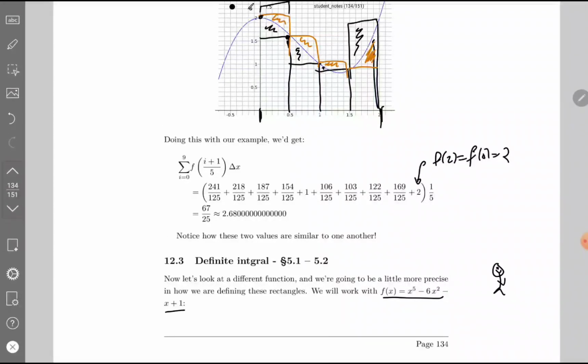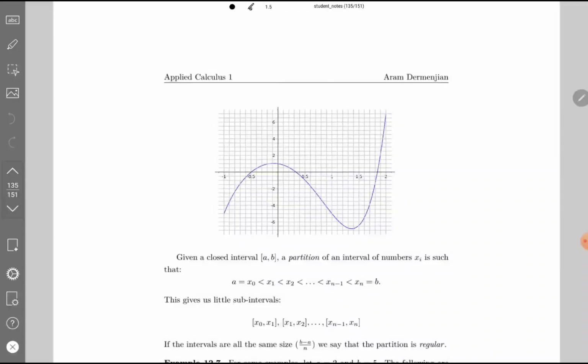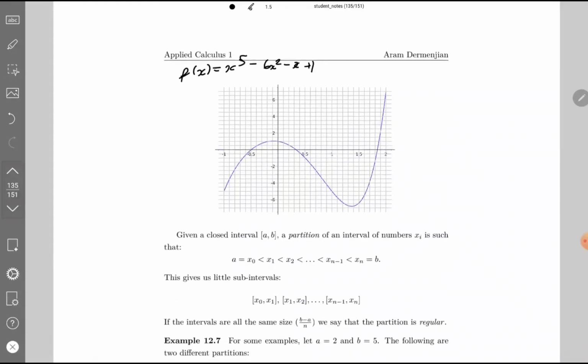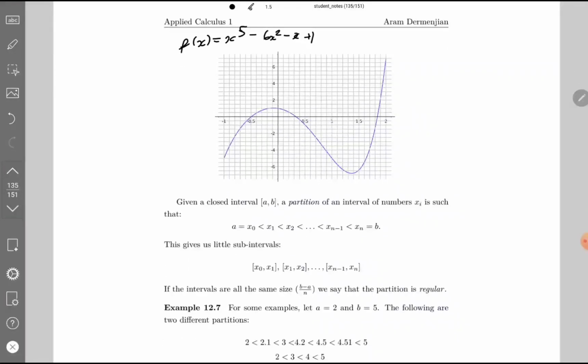Let's look at what this function looks like. Maybe I should rewrite this here up top so you can see it. Minus x plus 1. Okay, so we're talking about these intervals, and we're going to want to break these intervals into what's called partitions.